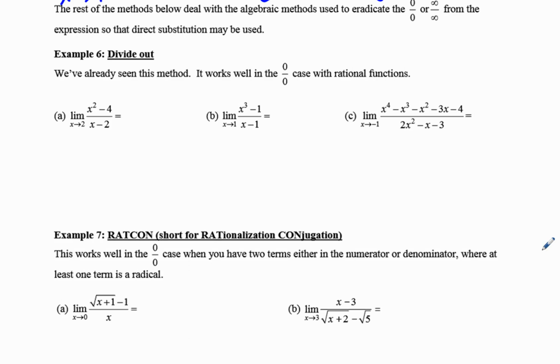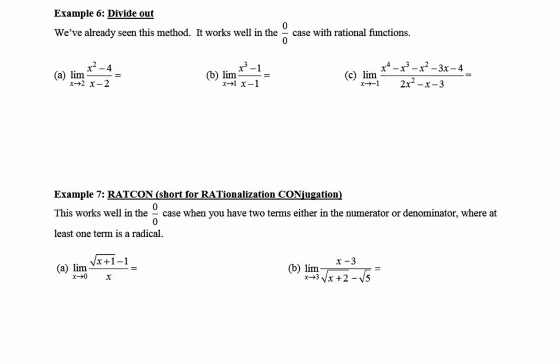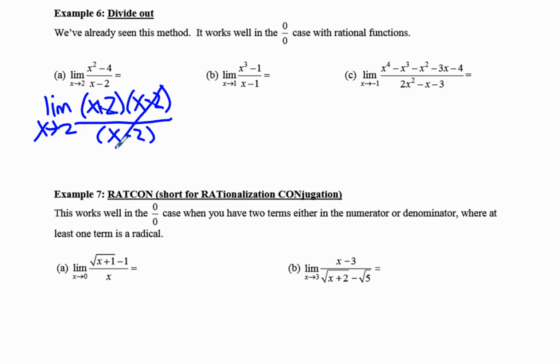One method that we can use is to divide out, and this works really well if you know how to divide polynomial functions. Okay, so you plug in 2 in the top, you get 0. You plug in 2 on the bottom, you get 0. So you know that there's a hole there. So let's see if we factor this. We get x plus 2, x minus 2 over x minus 2. Cancel those out.